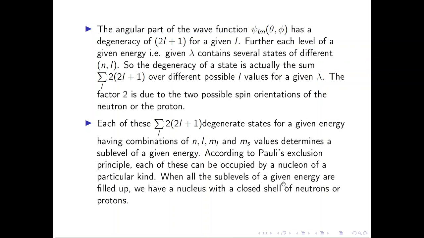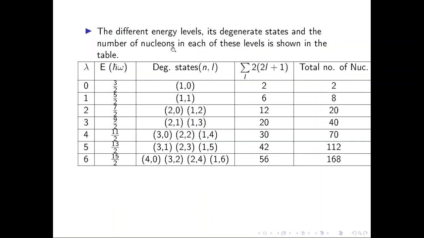When all the sublevels of a given energy are filled up, we have a nucleus with a closed shell of neutrons or protons. So the different energy levels are degenerate states, and the number of nucleons in each of these levels is shown in the table. So how it works out, let's see.